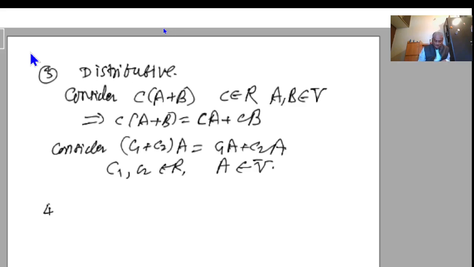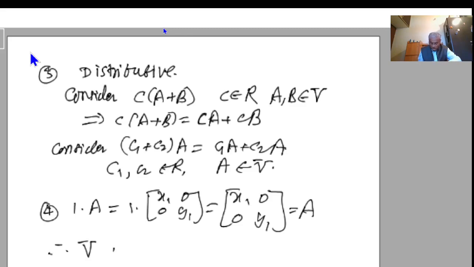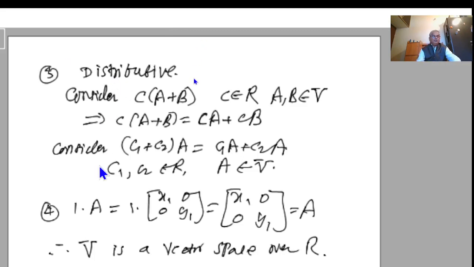And finally, consider 1 into A. This is equal to 1 into [x1 0; 0 y1]. This is nothing but multiplying by 1 here, so this will be the same, [x1 0; 0 y1]. This is equal to A. Okay. So all the 4 axioms are satisfied. Therefore, V is a vector space over the field of real numbers R. Okay. Thank you. I'll stop here.